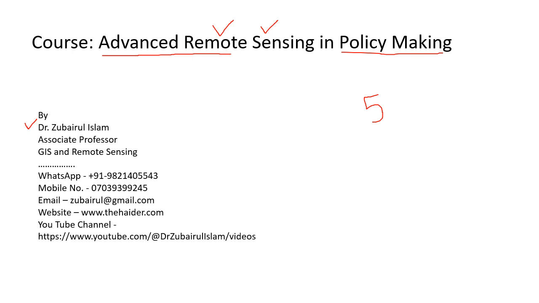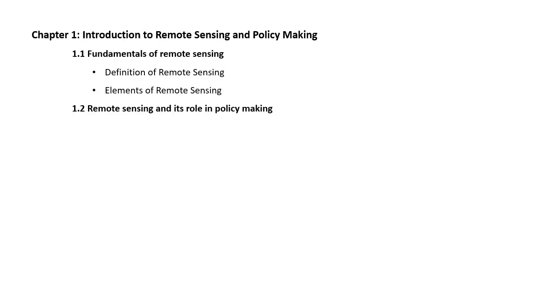So as I have told you, there are five chapters. In the first chapter we'll talk about the introduction to remote sensing and policy making: what is the definition and elements of remote sensing, and what is the role of remote sensing in policy making? So this will be the first chapter, which is of course an introduction.